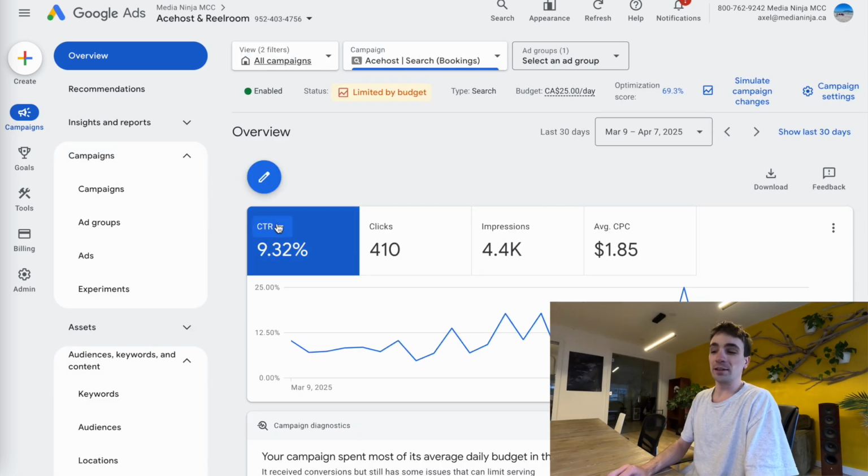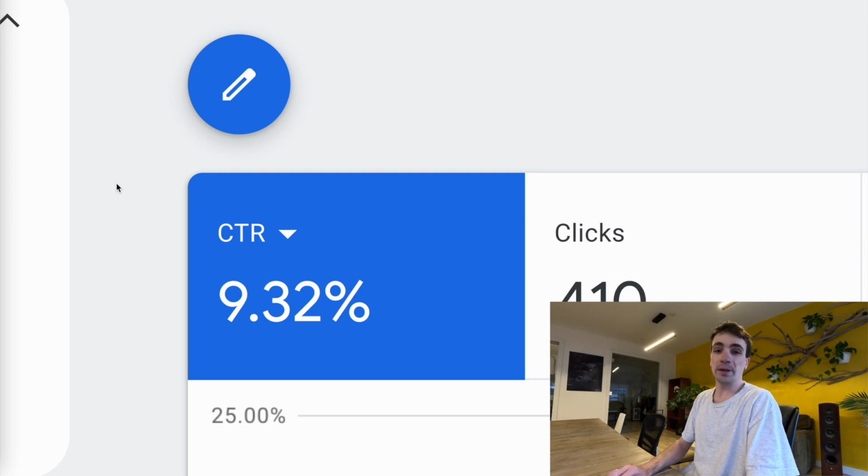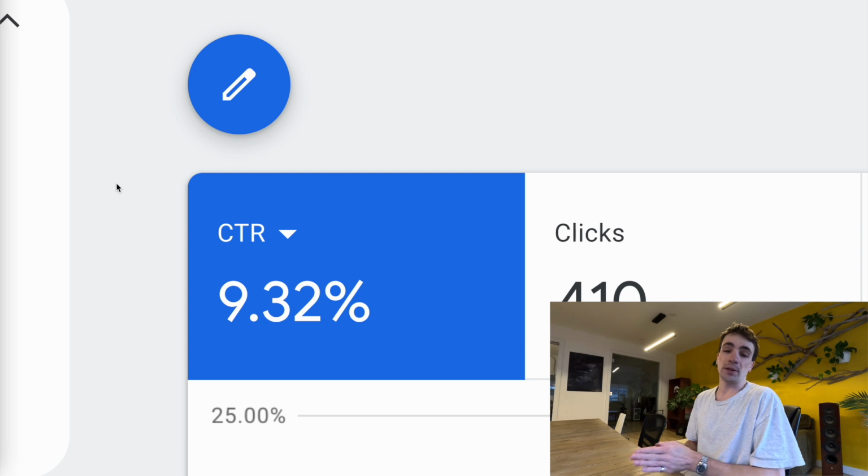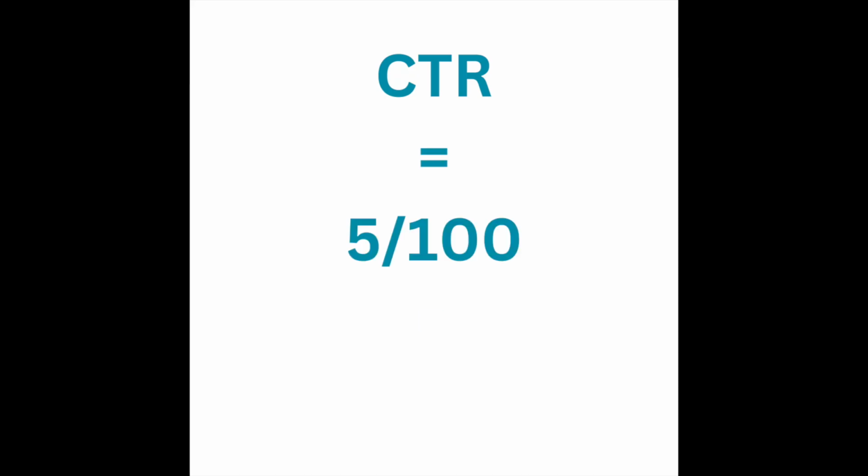All right, moving on to the next metric, which I'll zoom in on right here, and that is the CTR. The CTR is known as the click-through rate. That's what it stands for, and it's the percentage of people who clicked on your ad out of the people who saw your ad. So if you have, let's say, 100 people who saw your ad and 5 people who clicked on the ad, your CTR would be 5% in this case.